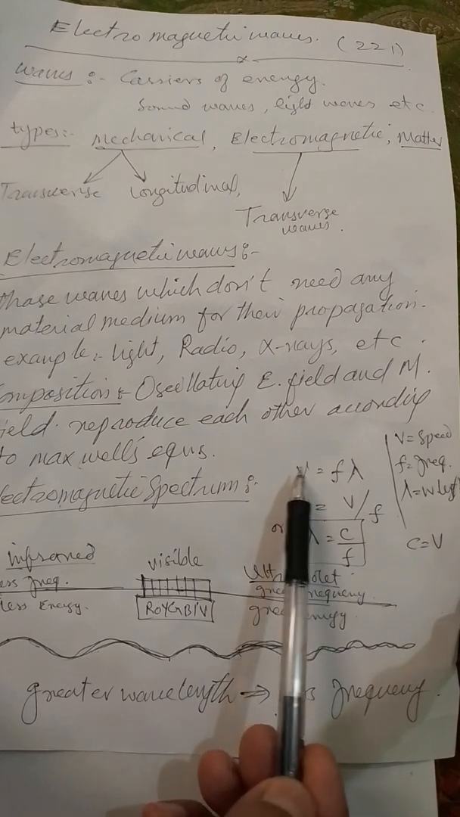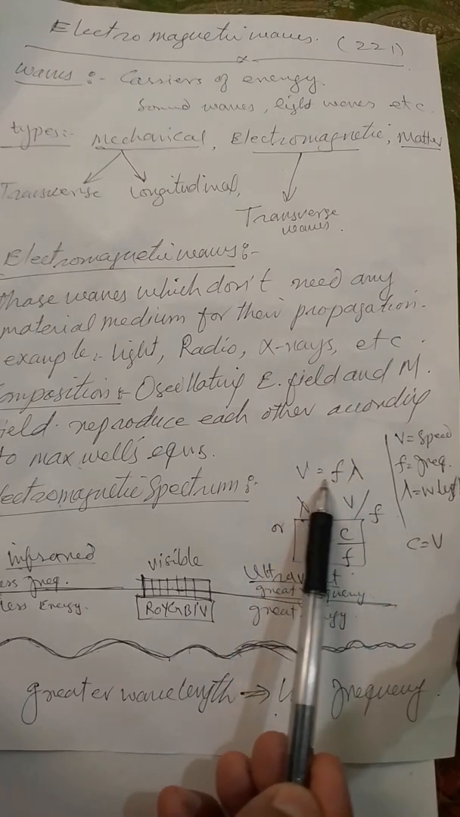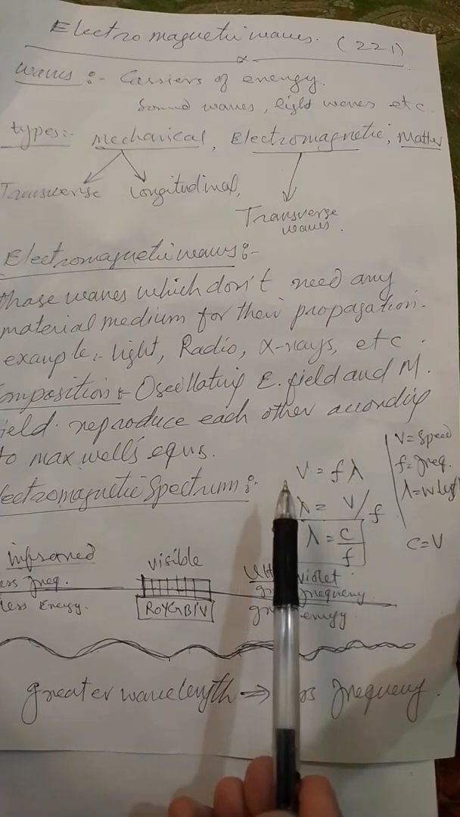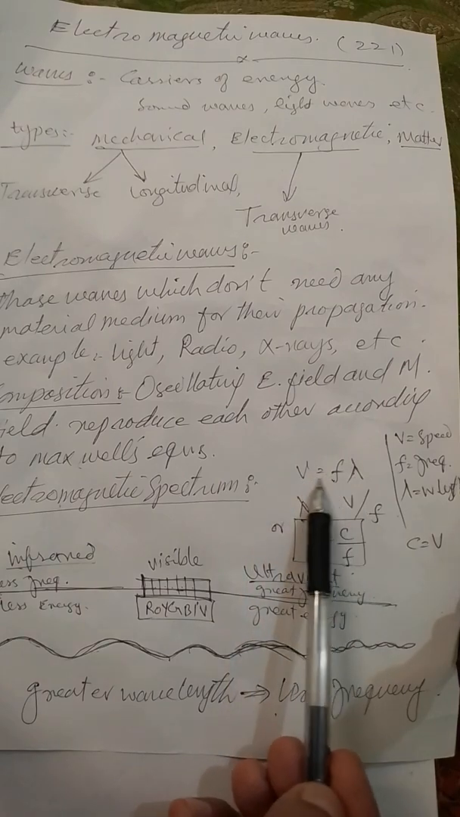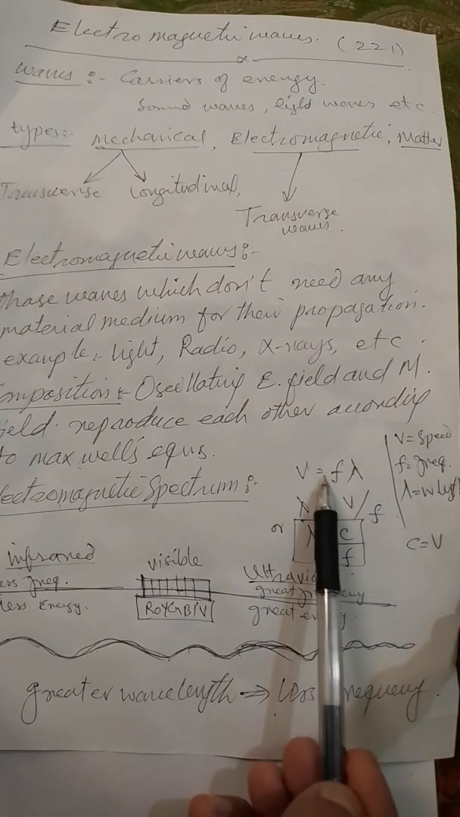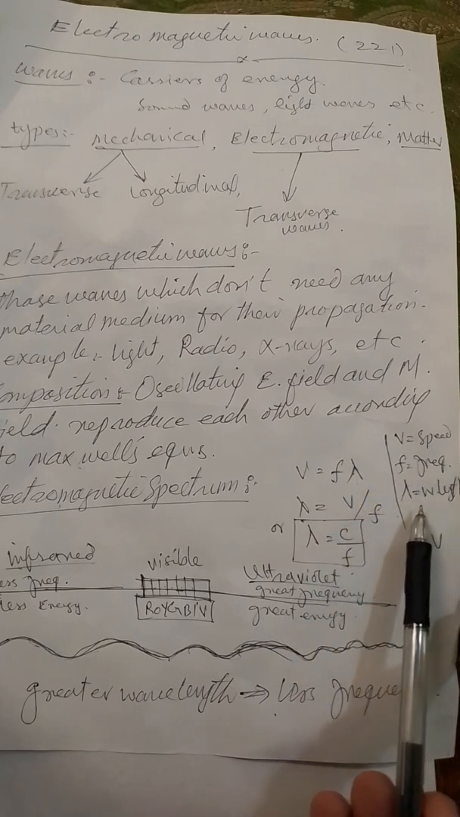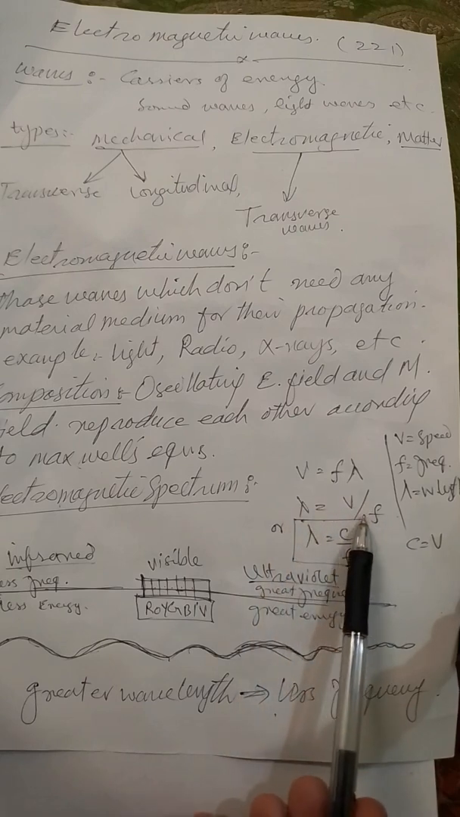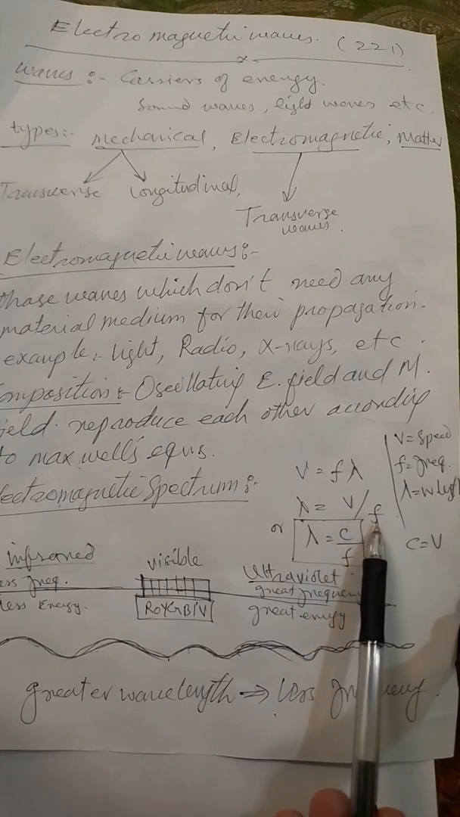This equation is called the wave equation: v = fλ. This equation has already been discussed in matric class. Again, we can have a brief idea of the equation. v = fλ, where v is used for speed, f is used for frequency, and λ is used for wavelength. From this equation, we can find the value of λ: λ = v/f. Wavelength is equal to speed divided by frequency.